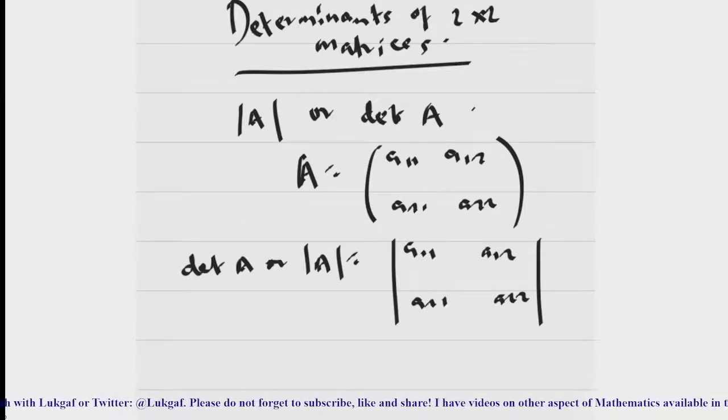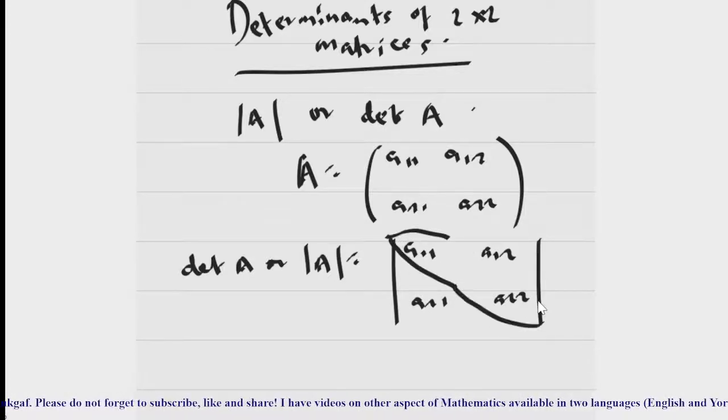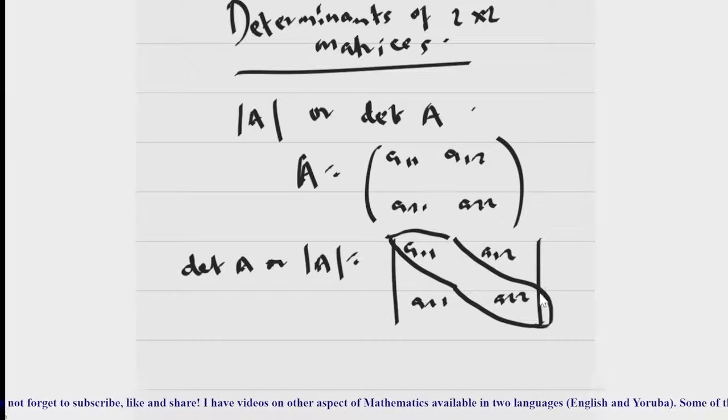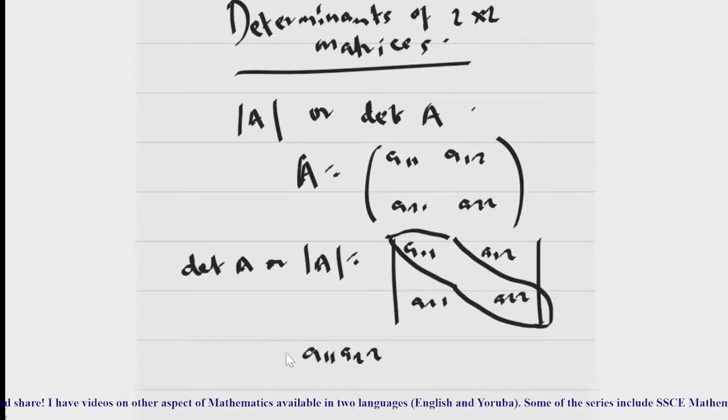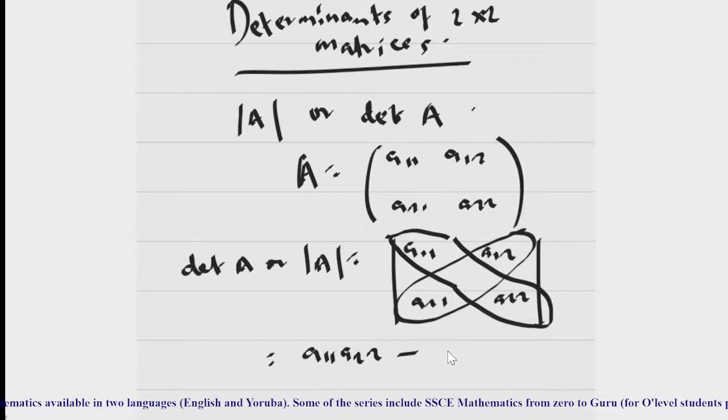So what you are going to do is to multiply the elements in the leading diagonal. You know, this is the leading diagonal. You multiply them together. So that will be A11 times A22, minus the elements in the second diagonal, so that is A12 times A21.